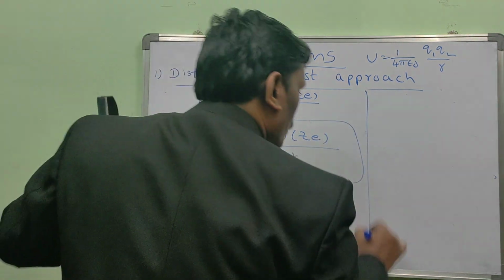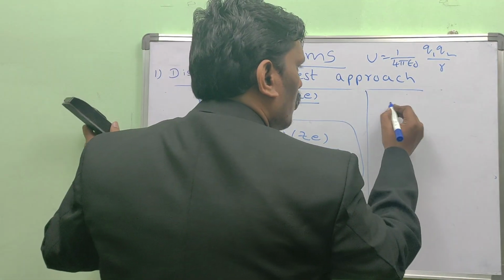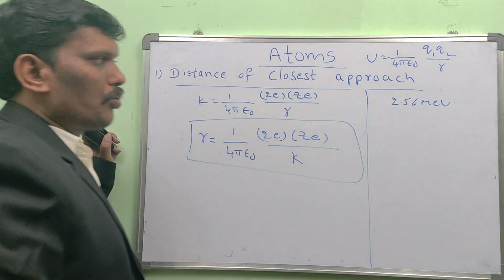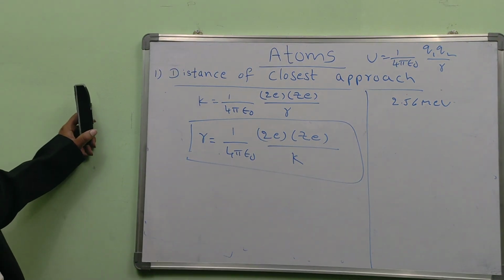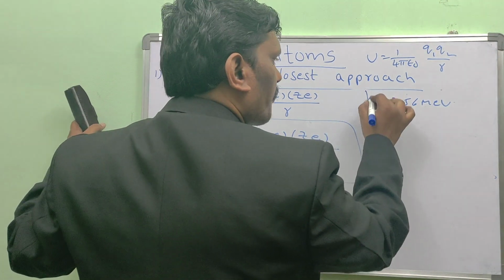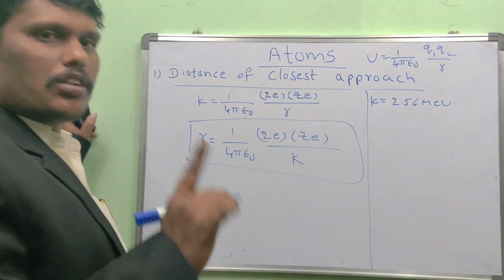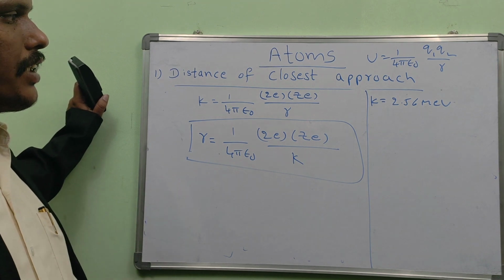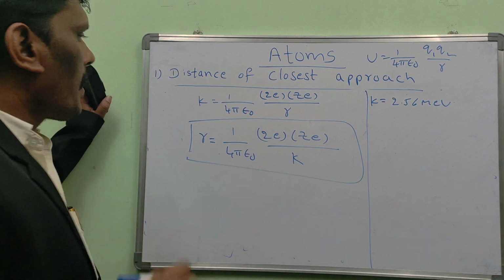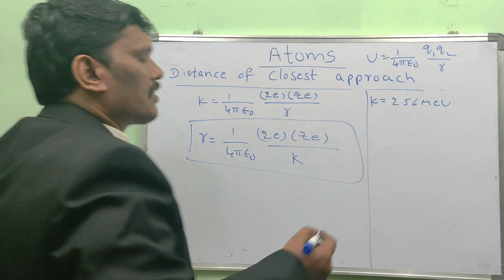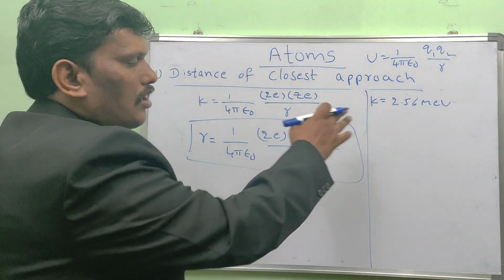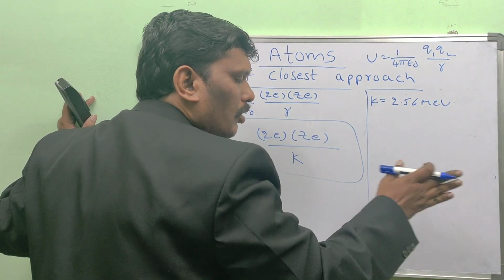Suppose you are given one problem in this manner. One charged particle has energy 2.56 MeV, million electron volts. That means the energy of the particle is definitely kinetic energy only. He has not mentioned the energy name. If he gives the energy of the particle, we need to consider that as the kinetic energy of the particle. Okay, and the nucleus is a gold nucleus. That means this charged particle is moving towards the gold nucleus.